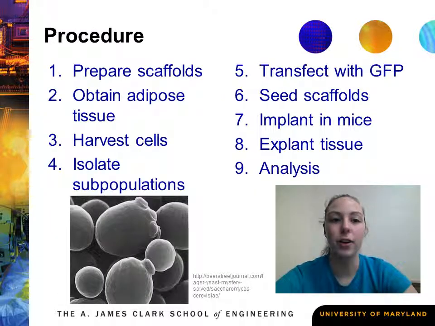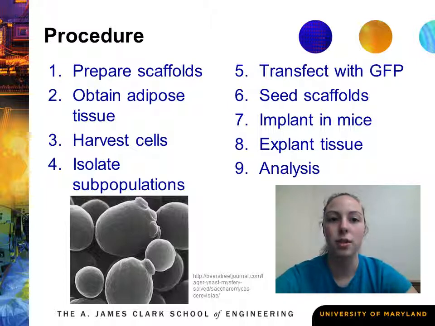The researchers first prepared the scaffolds, or artificial structure for the cells. Then they extracted adipose tissue from women 35 to 45 years old and harvested the adipose stem cells. The subpopulations were then isolated and transfected with green fluorescent protein in order to track them after the in vivo study. The scaffolds were then seeded and implanted into 6 female mice 4 weeks old.